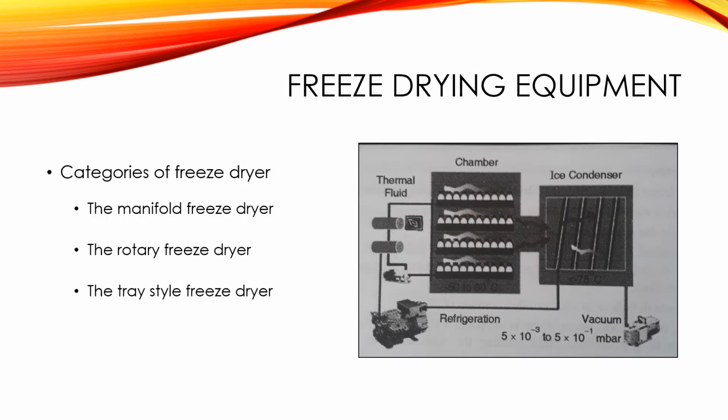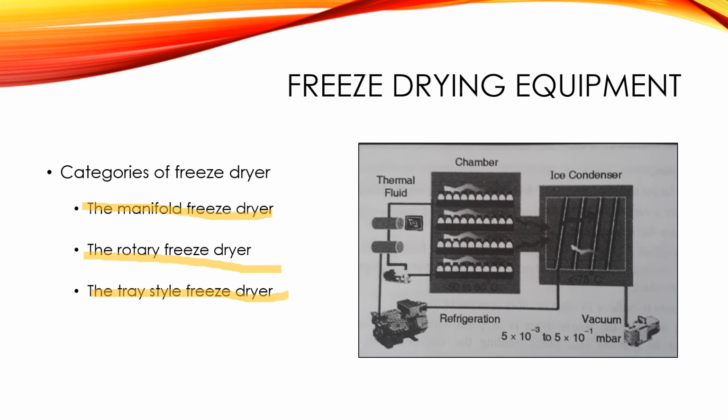Freeze drying equipment. See, these are the categories of freeze dryer. First is the manifold freeze dryer, then the rotary freeze dryer, and the tray style freeze dryer. These are some types of freeze dryer generally used in various industries for the preparation of freeze dried products.